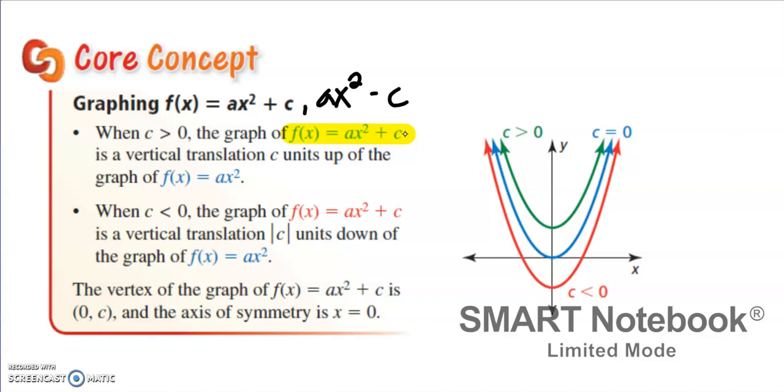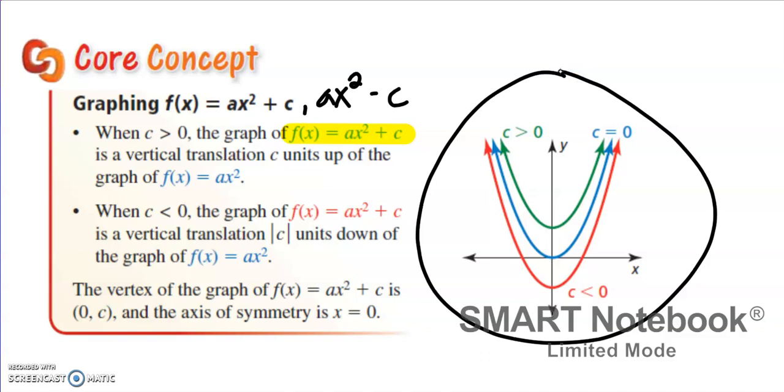So if we compare it to this blue graph over on your right-hand side, the blue graph is what's called the mother function. It's when c is going to be equal to 0. So that's just ax squared. When we look at the green graph above it, that's when c is greater than 0. Well, it's the exact same graph as the blue graph, except it's just shifted vertically c amount of units.